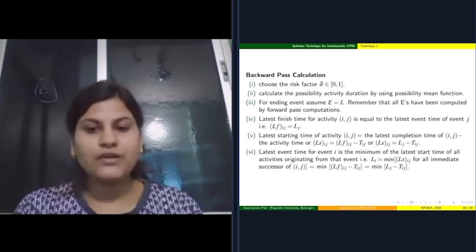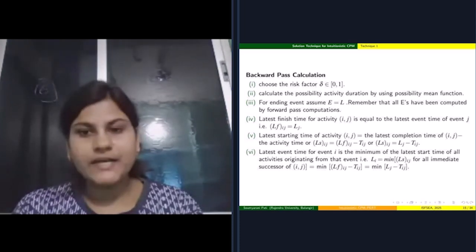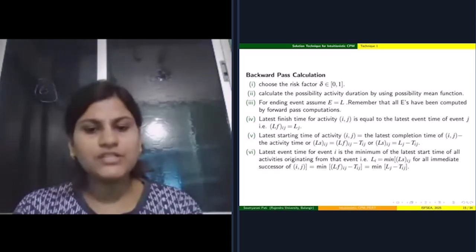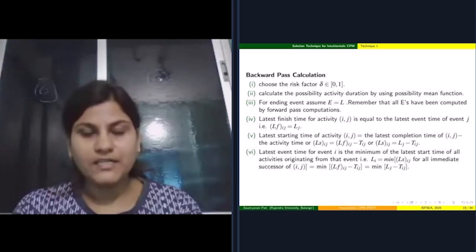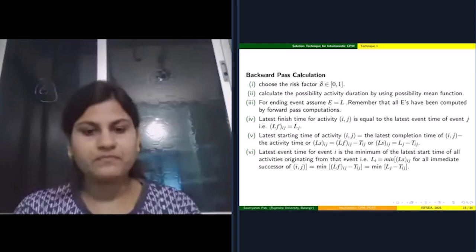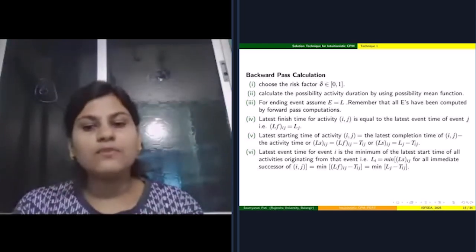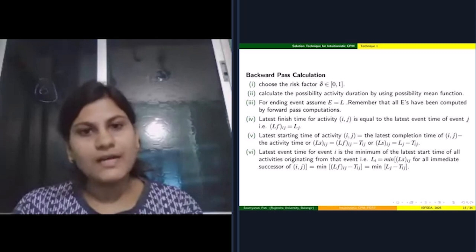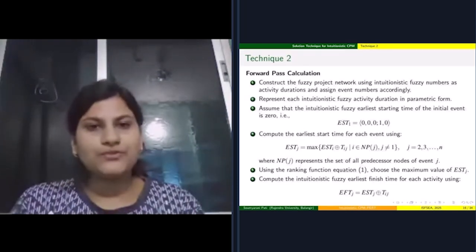Latest finish time for activity ij is equal to the latest event time of event j. Latest starting time of activity ij is equal to the latest completion time of ij minus the activity time. Latest event time for event i is the minimum of the latest start time of all activities originating from that event.